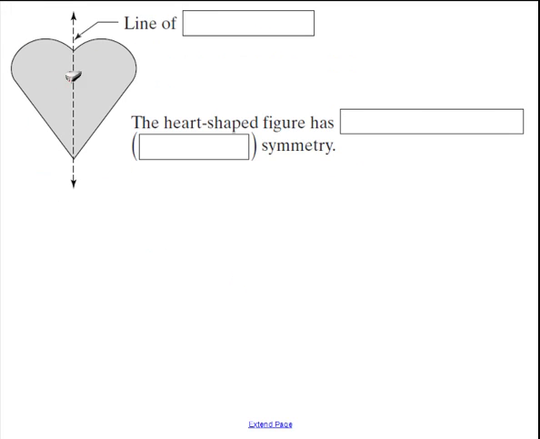Here we have a heart shape, and we can see a dashed line going down through the center. Notice if you were to take this side and reflect it across this line over onto this side, you would get what we see here. And if you were to take this and reflect it back over, you would get what we see here. So the dashed line is our line of symmetry, and if we were to reflect that figure across that line of symmetry, we would get the exact same figure that we started with. So this heart shape figure has reflectional or line symmetry.